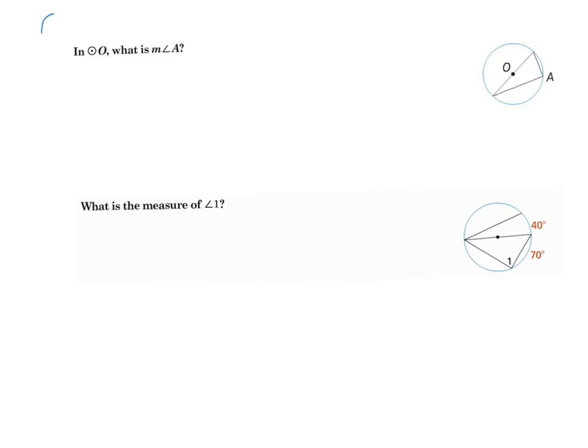Okay, next question, example 2, says in circle O, what is the measure of angle A? Well, we see here that this is a diameter, and we learned in one of the corollaries that if you have an inscribed angle that is basically creating a semicircle, then the measure of that angle is 90 degrees. It's a right angle. So that was pretty simple. Our answer is 90 degrees.